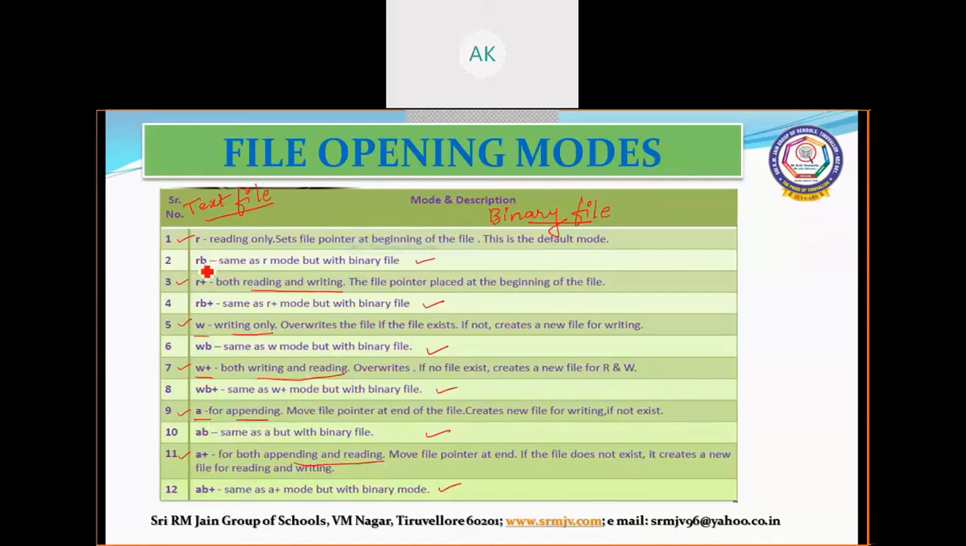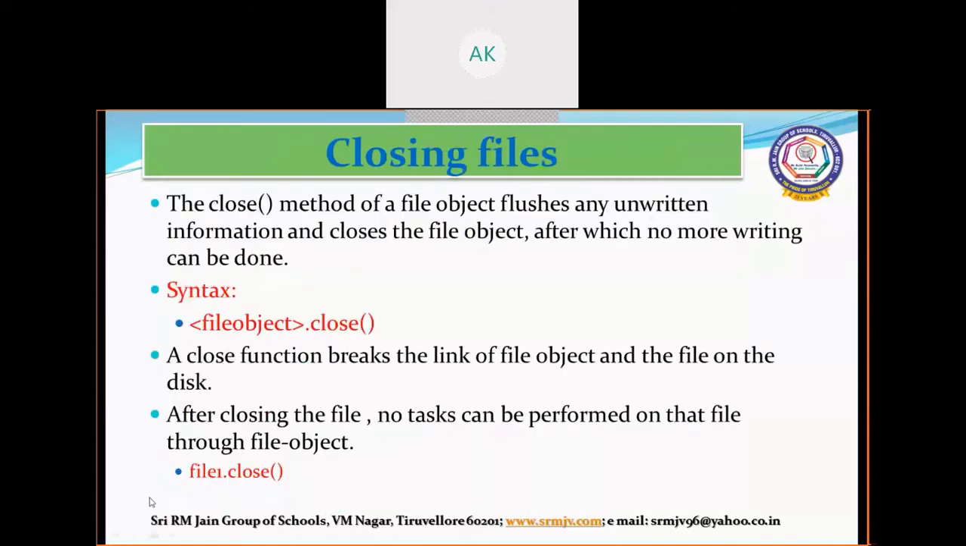The same way in binary files, RB stands for reading in the binary file, RB plus stands for both reading and writing, and WB stands for writing operations in your binary file. WB plus stands for both reading and writing operations. AB stands for appending in a binary file. AB plus stands for both appending, that is writing, and reading operations in your binary file.